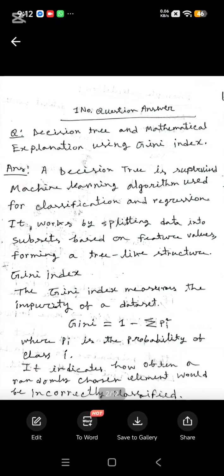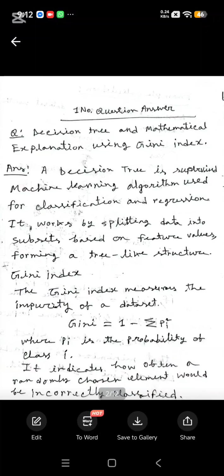A decision tree is essentially a structured way of making decisions. At each step, we ask a question about the data, and based on the answer, we move in a particular direction. Very similar to how humans make decisions in real life. Now, the important question is, how does the tree decide where to split the data?